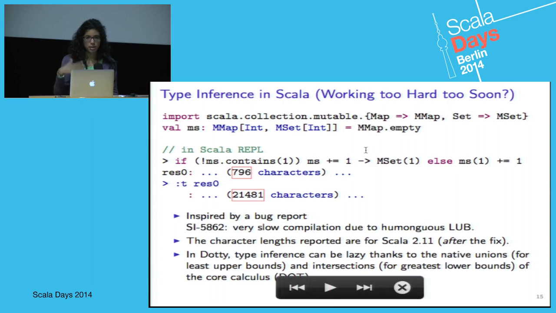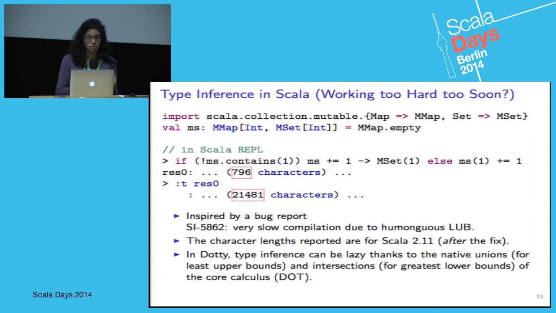So in some sense, we are making this lazy by delaying. We don't construct a type when we don't need to. We just say, okay, we will use this union from the DOT core calculus, and then if we need to dig a little bit deeper in this type, then maybe we will look at what methods it actually has.